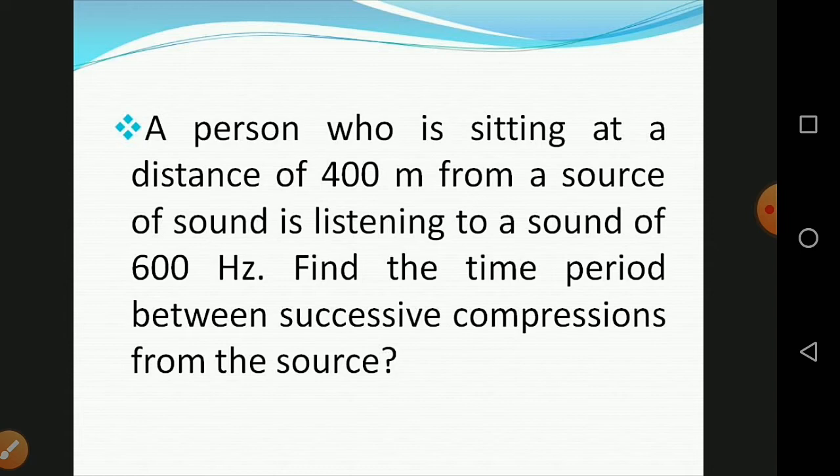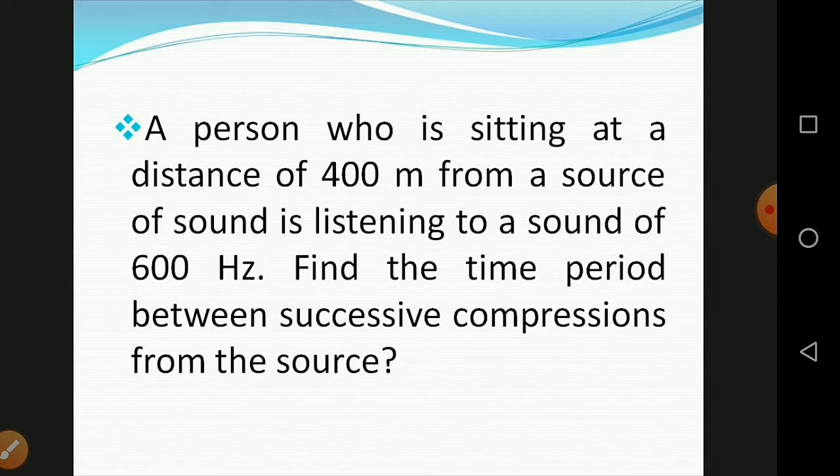A person sitting at a distance of 400 meters from a source of sound is listening to a sound of 600 hertz. Find the time period between two successive compressions of the source. They have given the value in hertz, that means a frequency, which gives the time period.